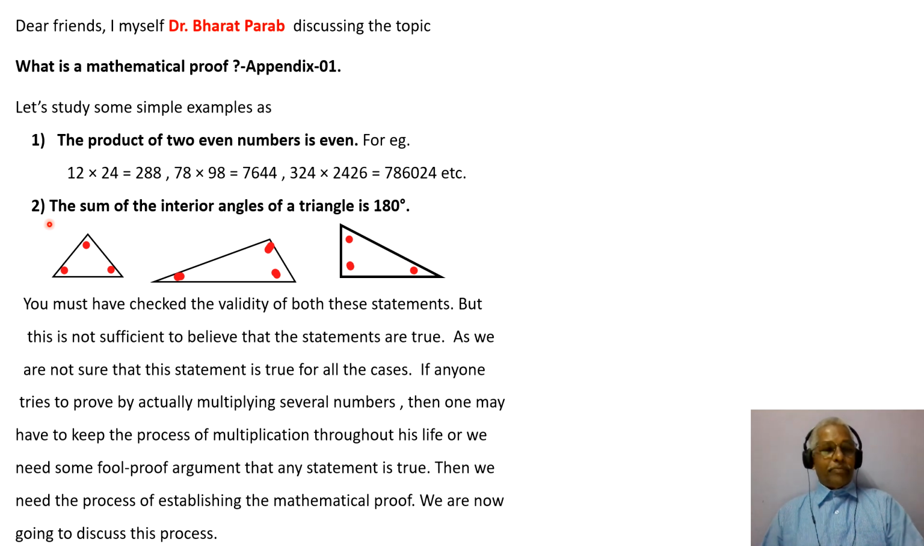And second example: the sum of the interior angles of a triangle is 180. These are some triangles drawn. These are the angles, and the sum of all of these, that is the addition of all these, is 180. Now check this. You must have checked the validity of both these statements, this and this. But this is not sufficient to believe that the statements are true.